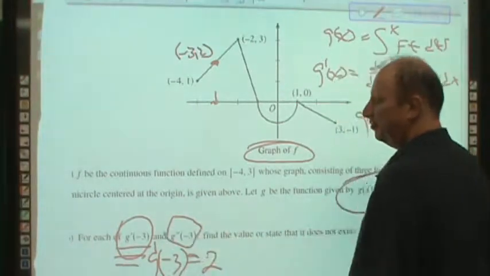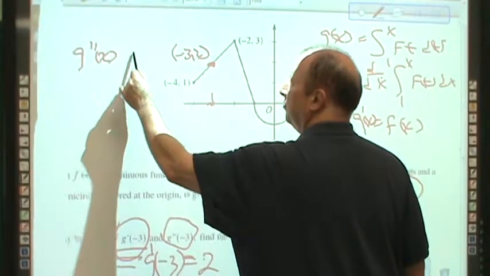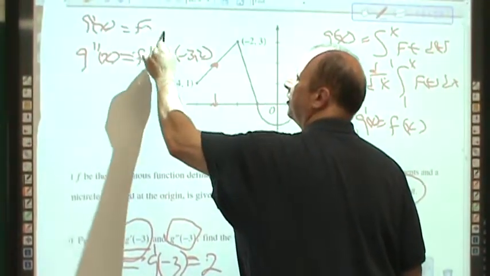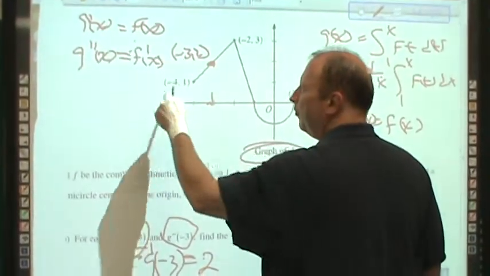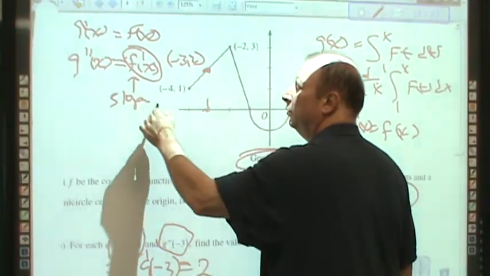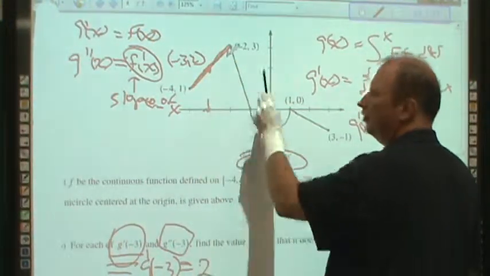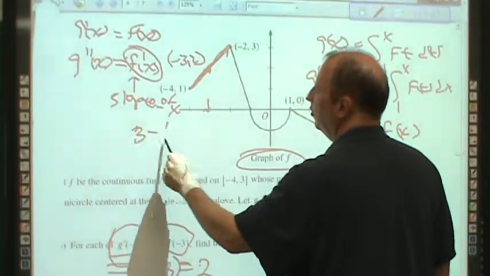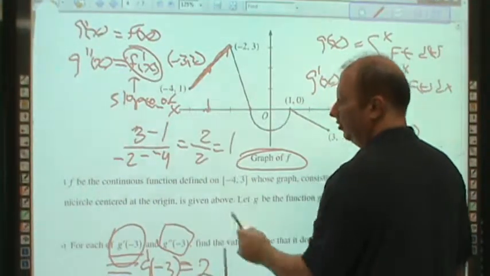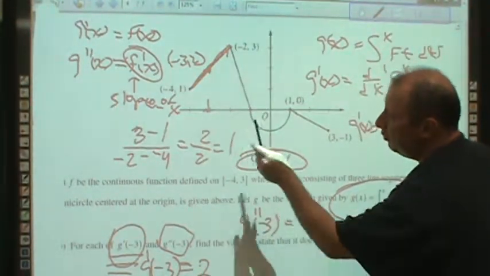Now let's look at what g double prime is. g double prime of x is equal to f prime of x, because g prime of x is equal to f of x. Well, f prime of x represents what? The slope. Let's look at the slope here. Rise over run, 3 minus 1 over negative 2 minus negative 4 equals 2 over 2, which is 1. So, in conclusion, g double prime of negative 3 is equal to 1.